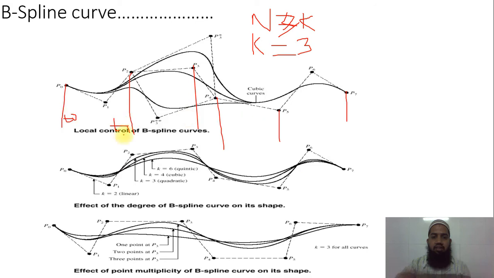You can see different types of curves with different degrees. You can see the value of k here is 6, here 4, 3, and so on, where the value of k equals 2. So these are the different types of B-spline curves shown over here. As I said, it is converted into small segments. Some formulas are also there, but they never ask questions on B-spline curves.